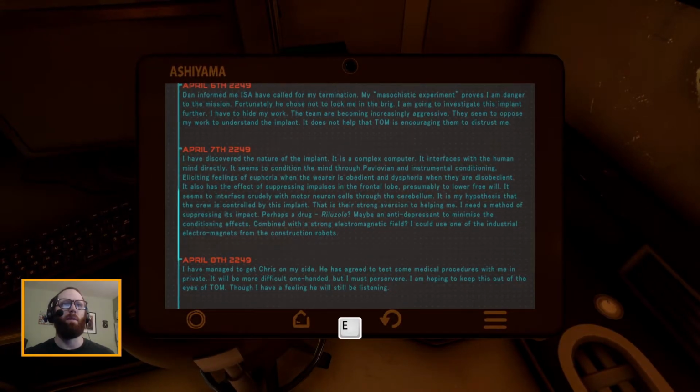Riluzole. Maybe an antidepressant. See, it was an antidepressant. I knew it. Maybe an antidepressant to minimize the conditioning effects. Combined with a strong electromagnetic field, I could use one of the industrial electromagnets from the construction robots.